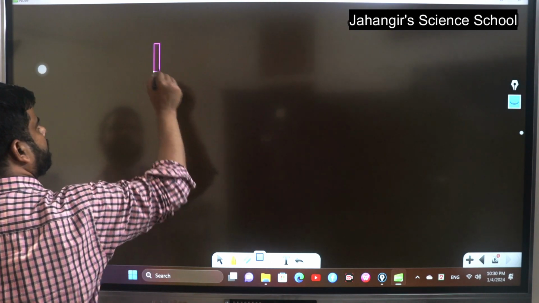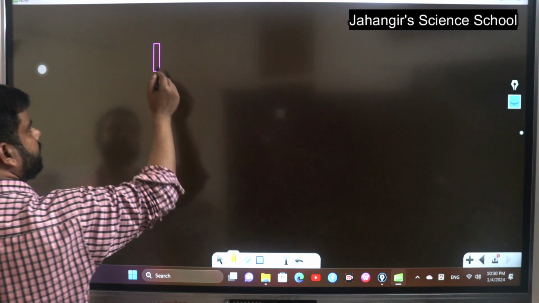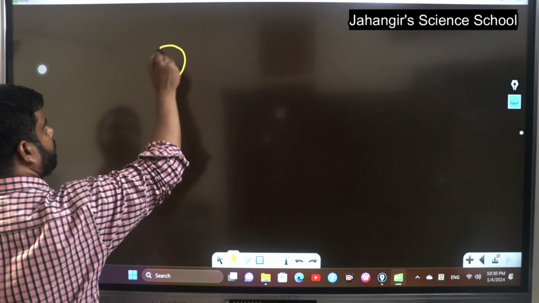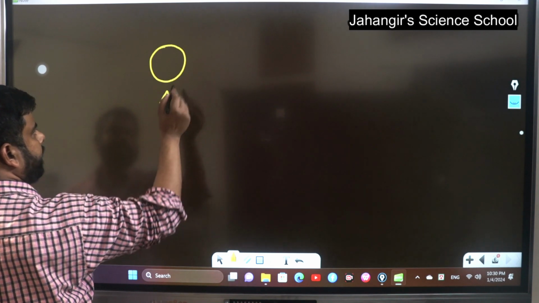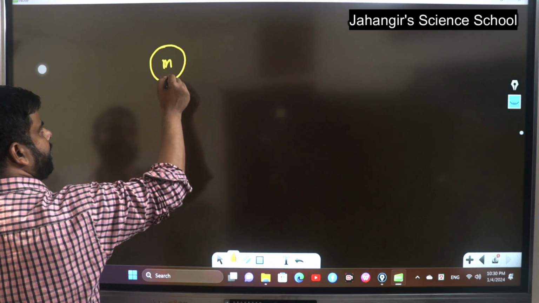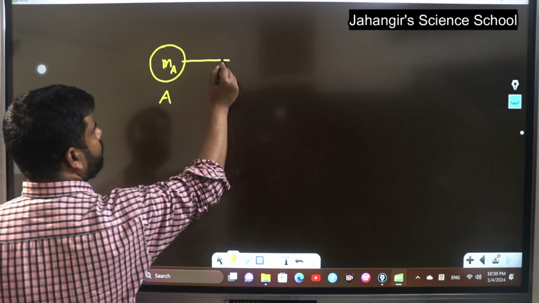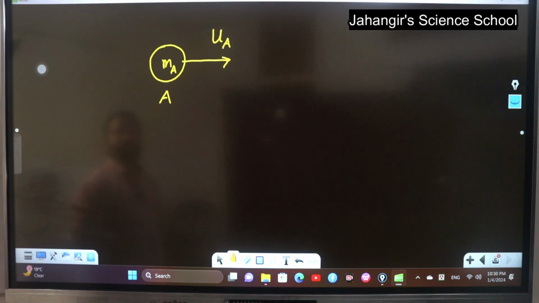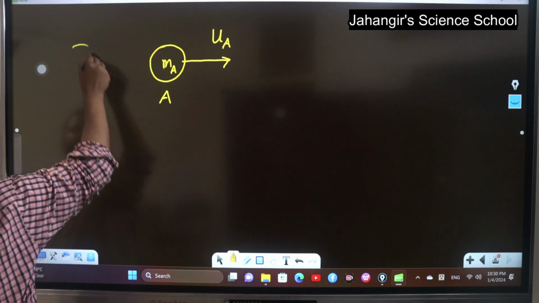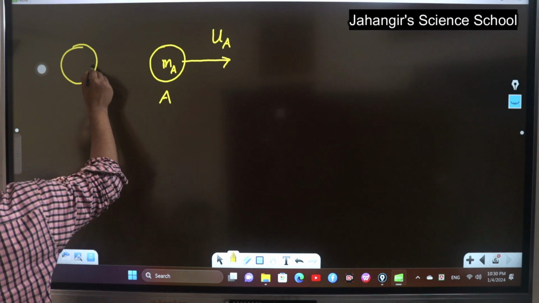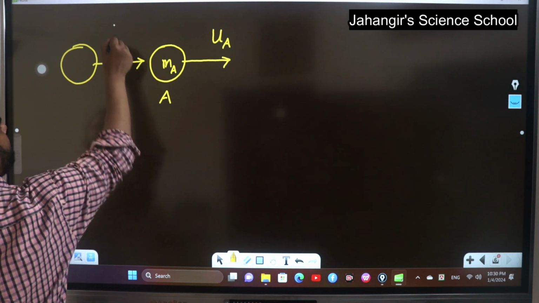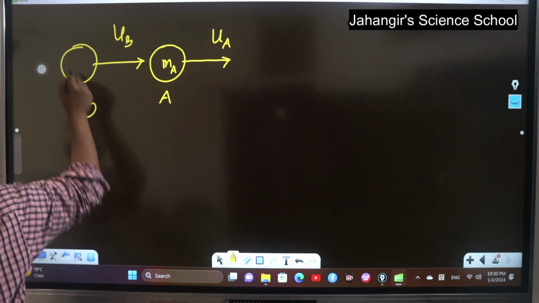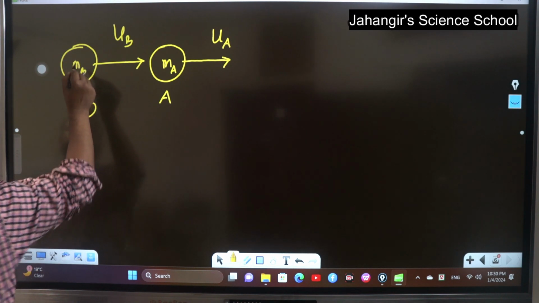Say there is an object A. Mass of the object is ma, and initial velocity of the object is ua. U is the initial velocity. Another object moves in the same direction with a greater velocity ub. This object is b, and mass is mb.